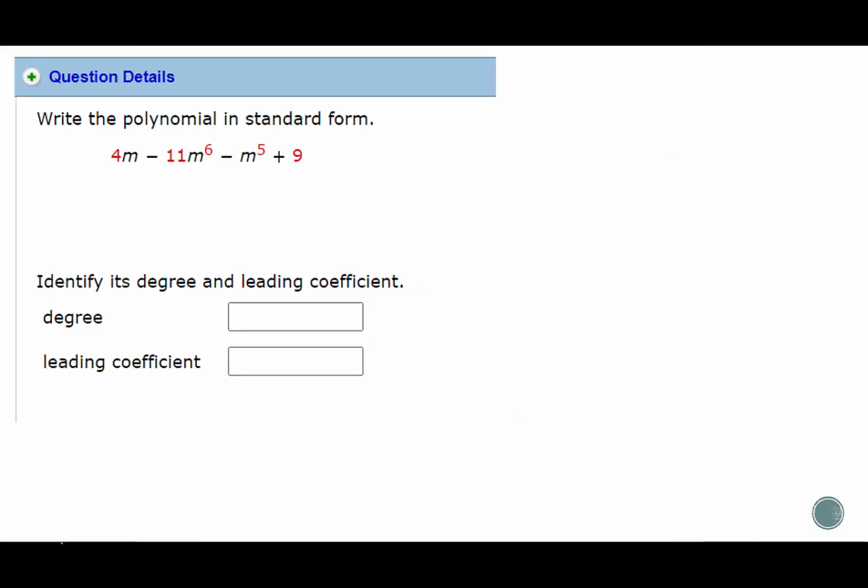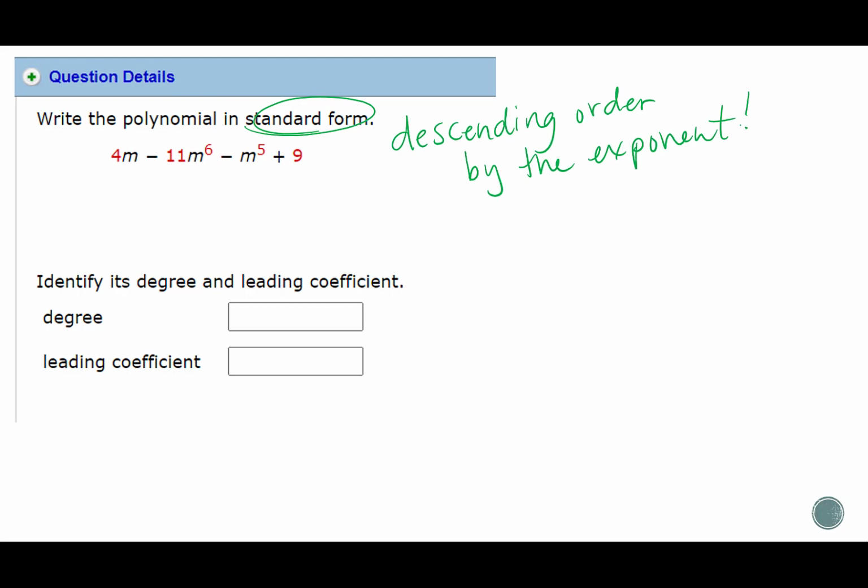The first question says write the polynomial in standard form. Standard form means descending order. And to put these terms in descending order, you'll need to look at the exponent that belongs to that term, and descending order is down. So I usually in class draw a set of stairs to remind you that we're going to start with the highest exponent and list them in numerical order, greatest to least.